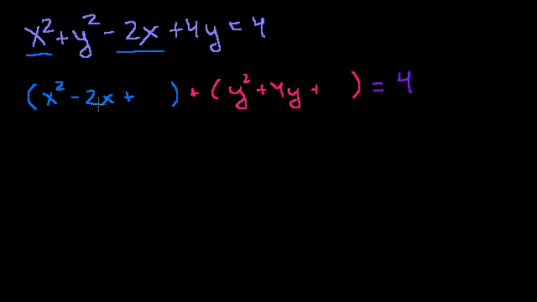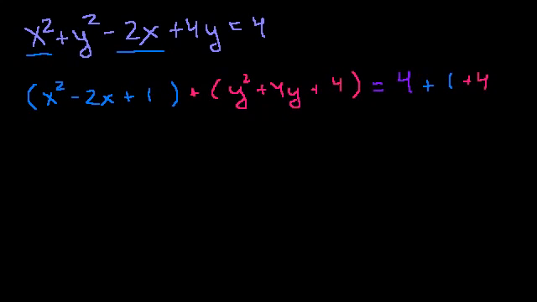And now what do we add here? We take half of the minus 2, minus 1, square it, that becomes plus 1, add a 1. We have nothing out here, so we really just added a 1 to the left-hand side of this equation. So we have to add 1 to the right-hand side. And here we take half of 4. Half of 4 is 2. 2 squared is 4. Put a 4 here. So you have to add a 4 to the right-hand side as well.